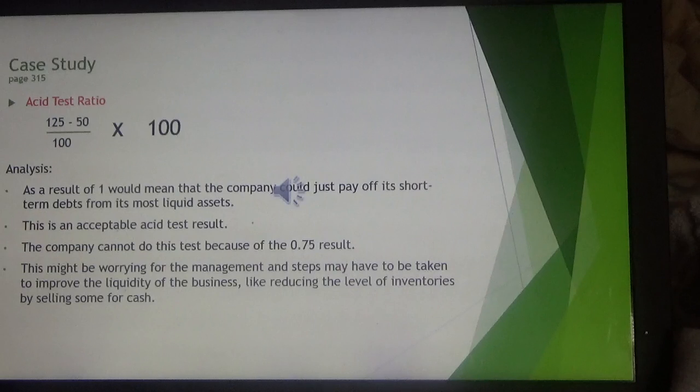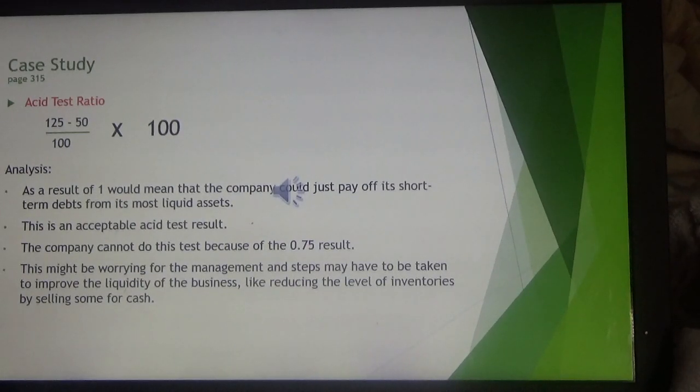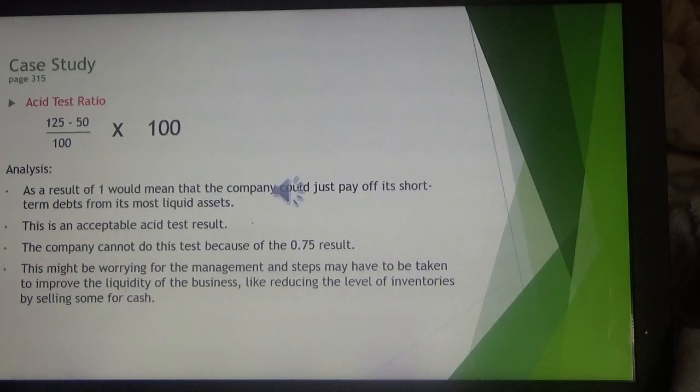And now for the acid test ratio, which is the second liquidity ratio, we will consider the same case situation of ABC Computing Limited, and we shall try to apply their situation to this test, to see whether this ratio is applicable to their situation. So given the same situation, we have the analysis made.